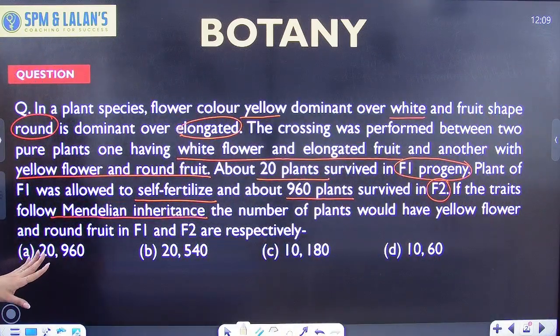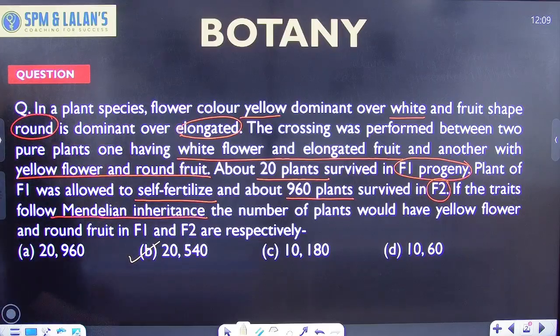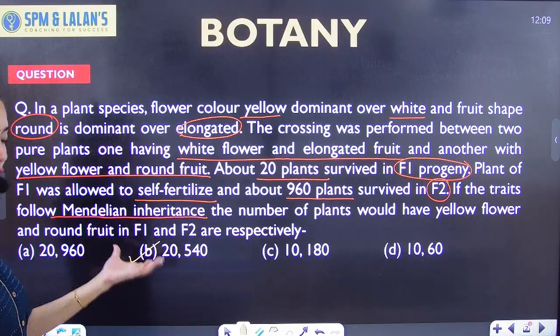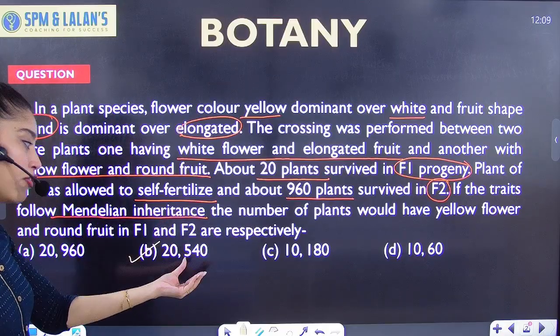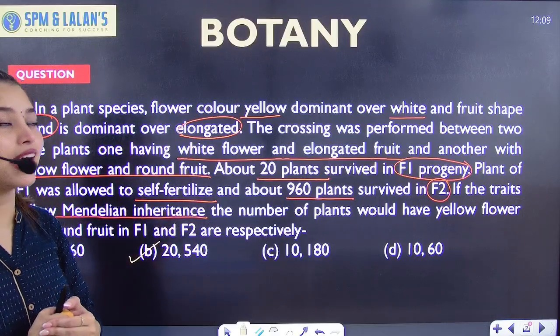Option A says 20, 960, no. So this would be option B: 20 offspring having round yellow characteristics in the F1 generation and 540 in the F2 generation. So this is how we solve these kinds of problems.